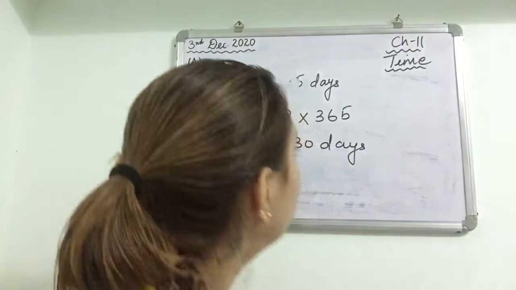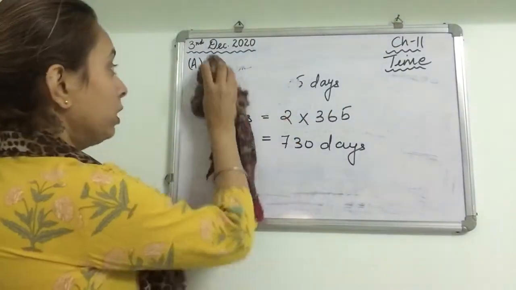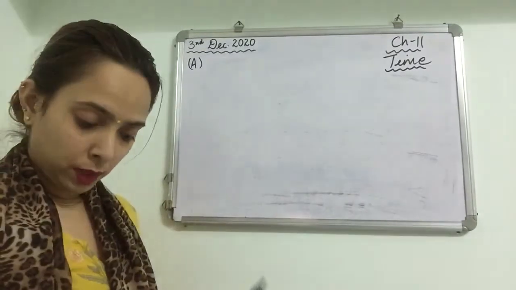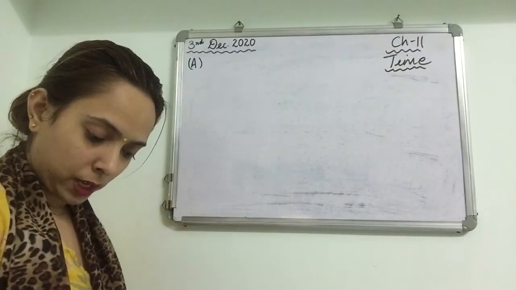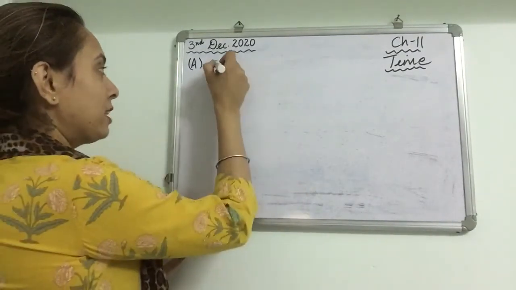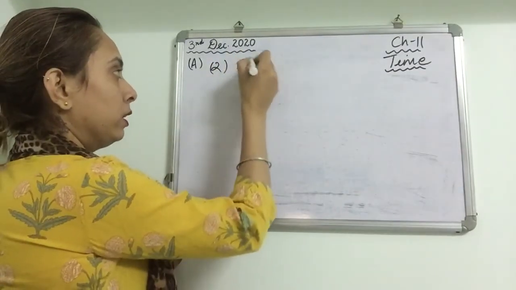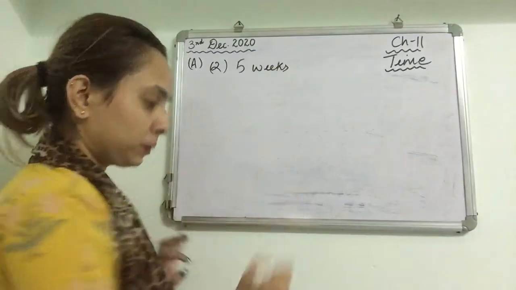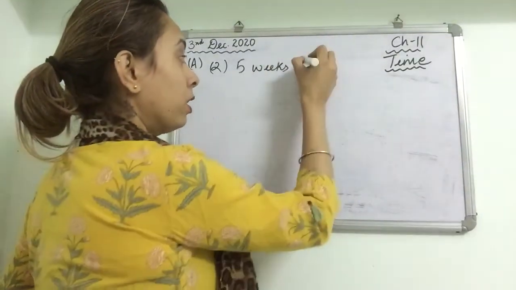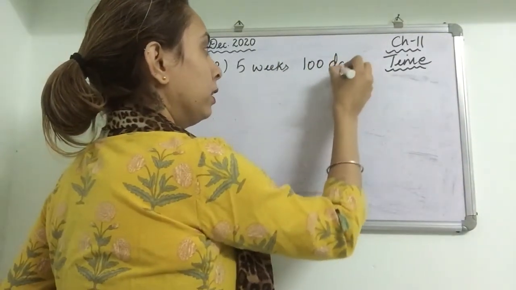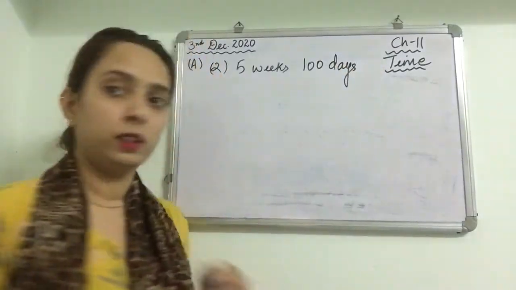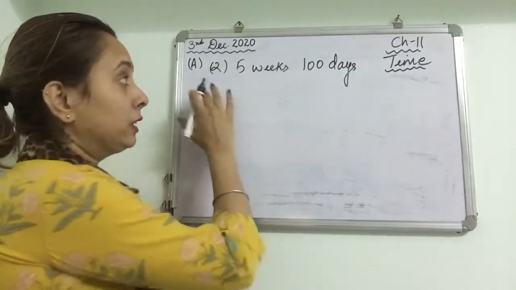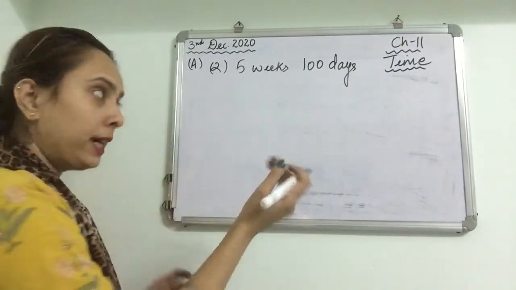The next sum which we are going to do is, I would like to explain you the second sum only. 5 weeks, 100 days. This is the question. You have to convert this whole into days.